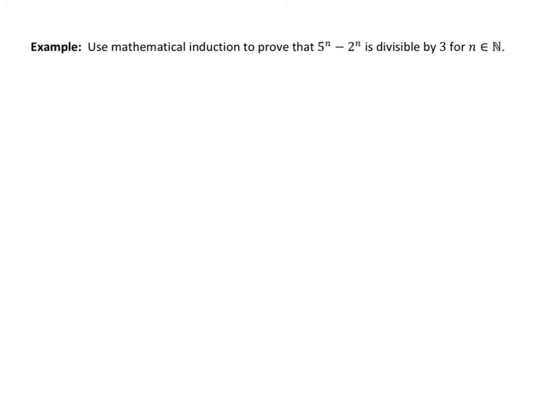So in the second example, we're going to use mathematical induction to prove that 5 to the nth power minus 2 to the nth power is divisible by 3 for all n being natural numbers. In other words, n being greater than or equal to 1 as an integer.